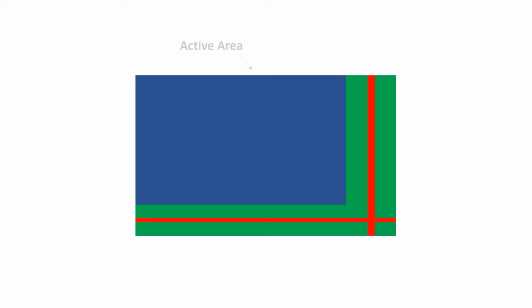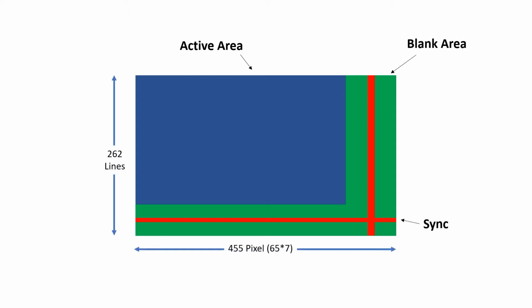Now that I have both sets of counters working, I can generate this 2D map of what we should see on the screen. The blue is the active area, green is blank, and the red are the sync signals. The next signal I want to generate are the horizontal and vertical blank signals. We'll start with vertical blank first because it's a little easier.